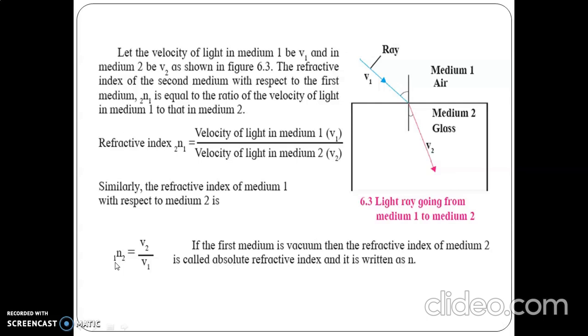If the first medium is vacuum, then the refractive index of medium 2 is called the absolute refractive index and it is written as n. So simply we are writing it as n, because as the first medium is vacuum, it is called the absolute refractive index. So this is the formula that you are going to remember to solve the sums. Now, let's see some more phenomena based on this.